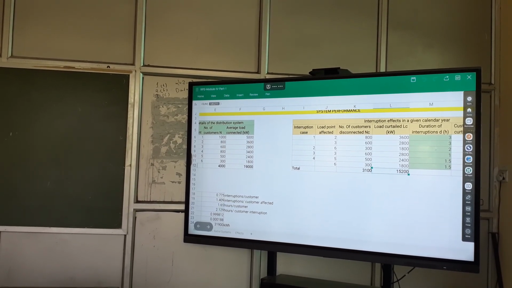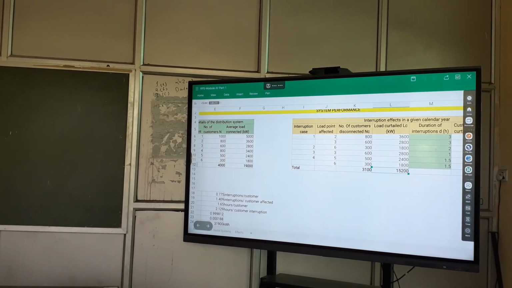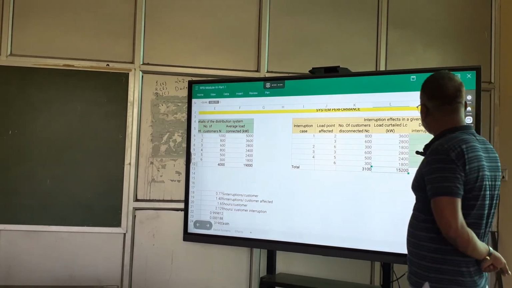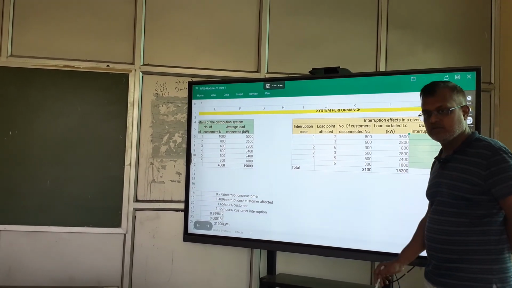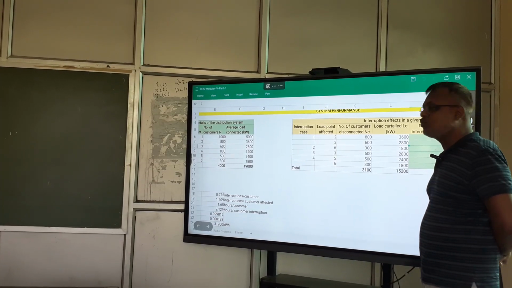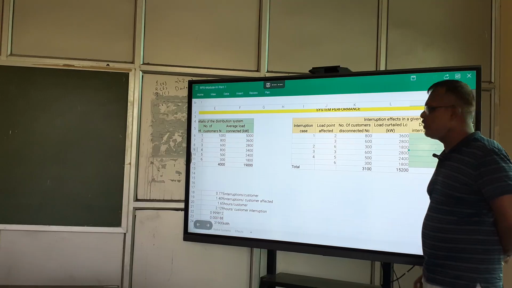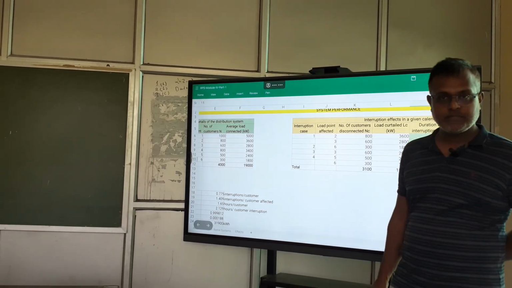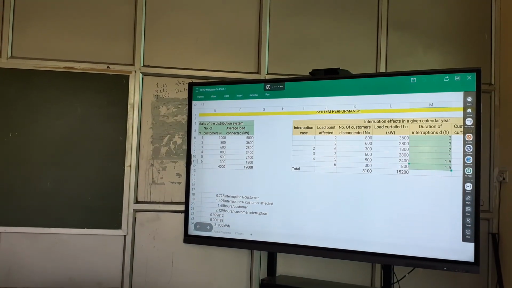Now, in the question it was written there are 4 interruptions in the complete year. Out of the 4 interruptions, the first interruption is of 3-hour duration, the second is of 2-hour duration, the third is of 1-hour duration, whereas the fourth interruption is of 1.5-hour duration. That will also be given. This data, the duration of the interruption, needs to be provided.